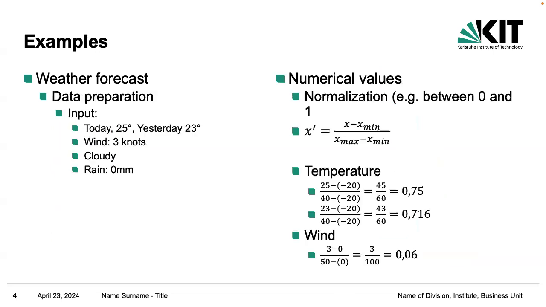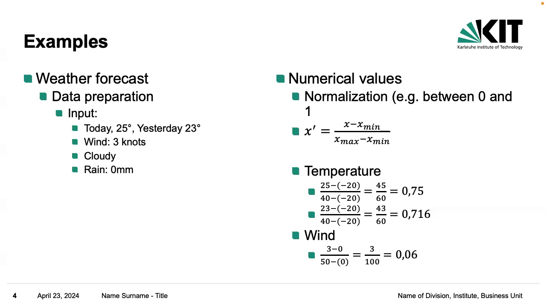So let's start with each of them. Let's start with the input. What input do we have? We said we have today's and yesterday's temperature. So something like 25 degrees, maybe more in the summer, and yesterday was 23 degrees. Then we have the wind, which says a bit how strong the wind was. It might have been cloudy, and the rain was 0 millimeters yesterday. So that could be some of the data you have.